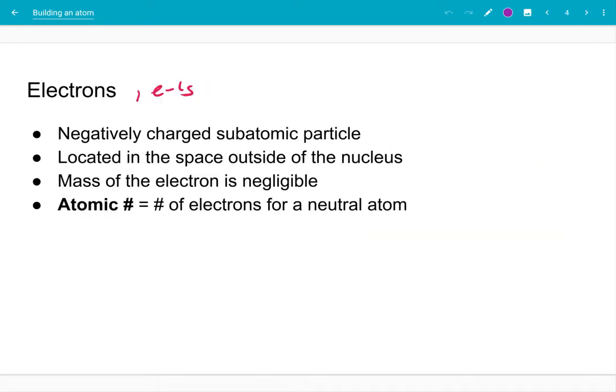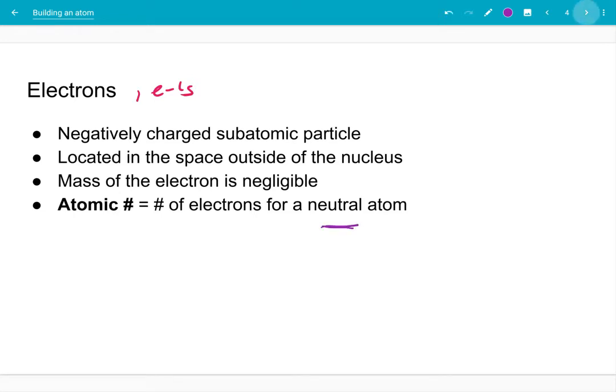Now, electrons are negatively charged subatomic particles. They're super small, but they're the ones that really show the chemistry. They are located outside of the nucleus, and we'll spend the next unit really talking about that part. So the atomic number is equal to the number of electrons for a neutral atom. So that would be the same as the protons if it is neutral.